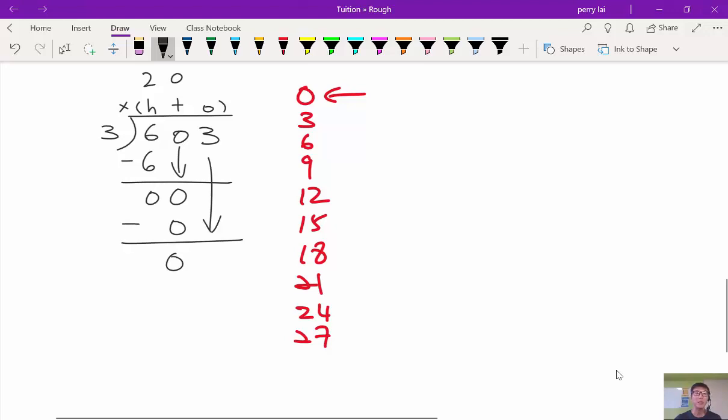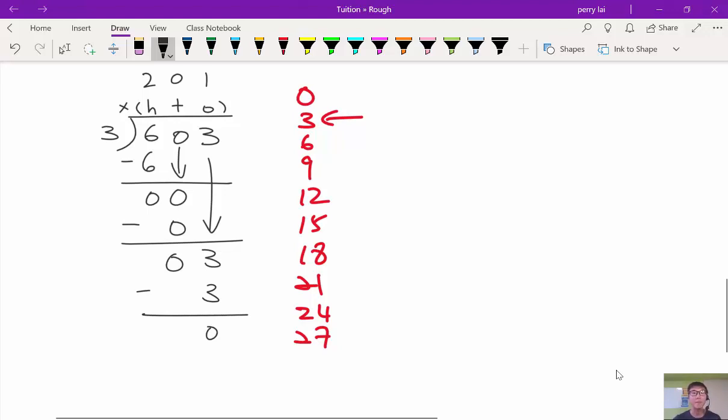And now I bring down 3 ones. So how many ones can I put into 3 ones? And the answer is 1. This is 3 times 1. 3 groups of 1 ones is 3 ones. And now I've got nothing left. No remainder. And this is the answer.